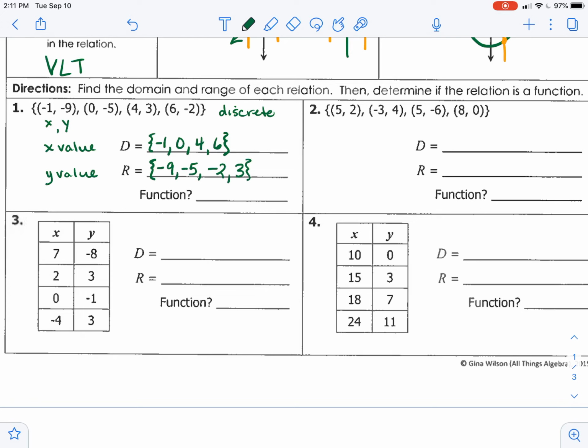Now, if you can do that all in one step, that's great. Some people I know like to just mark through them and say, okay, there's a -9, -5. I look at my next two, I know the -2 would go next and the 3 would go last.